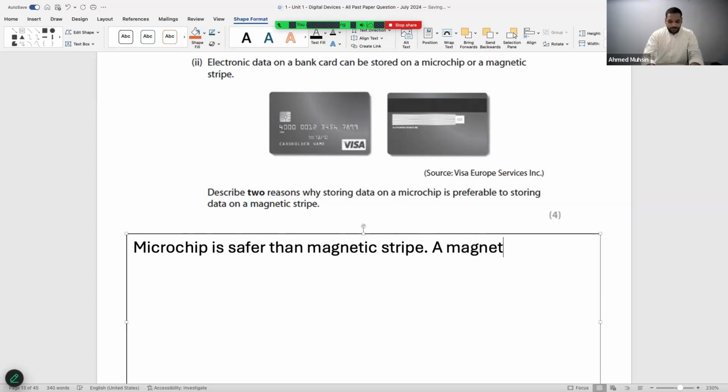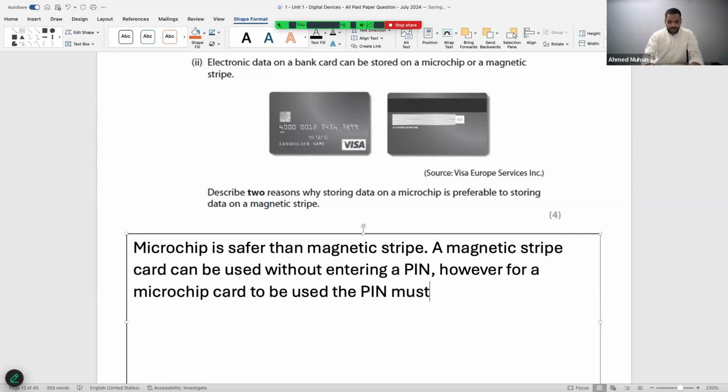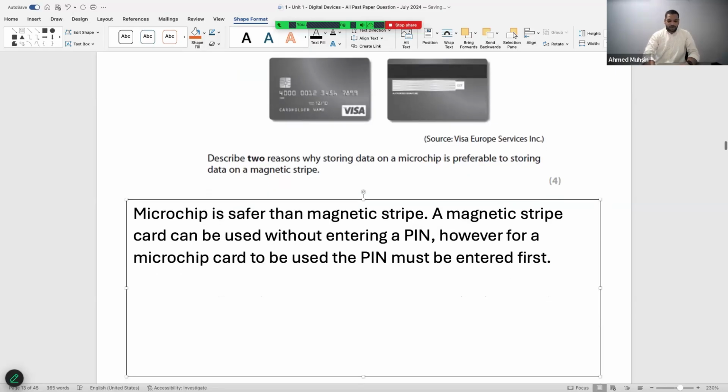A magnetic stripe card can be used without entering a PIN. PIN stands for personal identification number. So without a PIN, anybody can use your card. However, for a microchip card to be used, the PIN must be entered first. So now there's only 2 marks, okay?